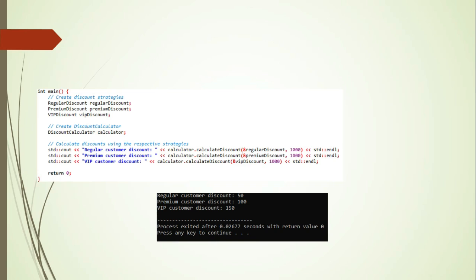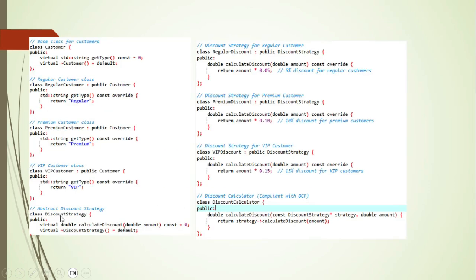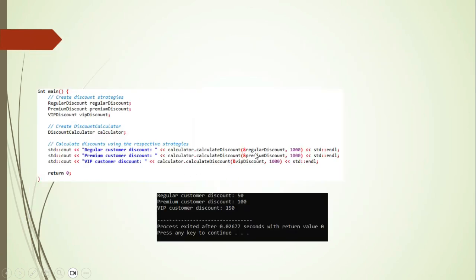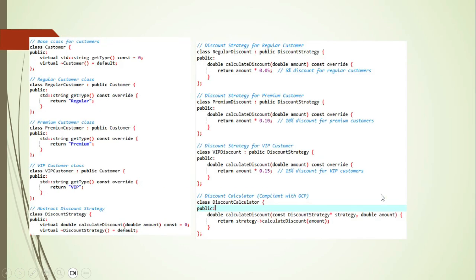For each customer type, we print the calculated discount for a purchase amount of 1000. So you can see calculator, which is the instance of this discount calculator, dot calculate discount. Calculate discount is a method which is called, and we have passed this object, regular discount and premium discount. So these three different objects are passed with different values, but the percentage will be different.